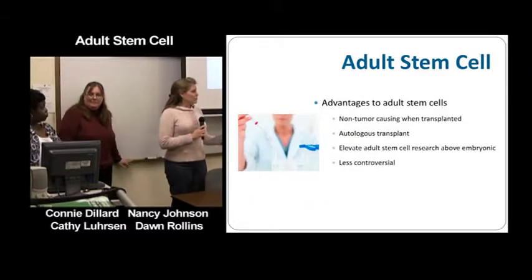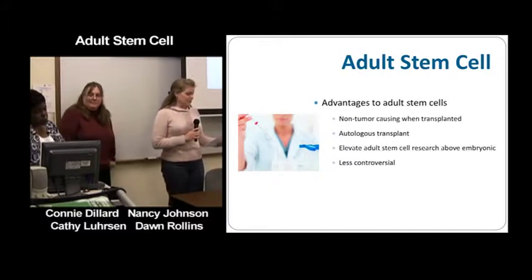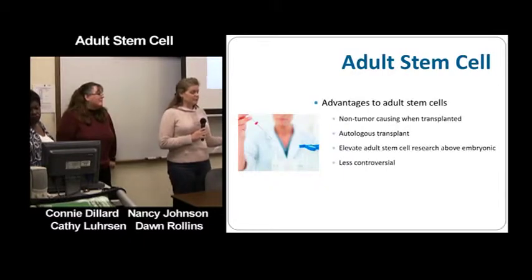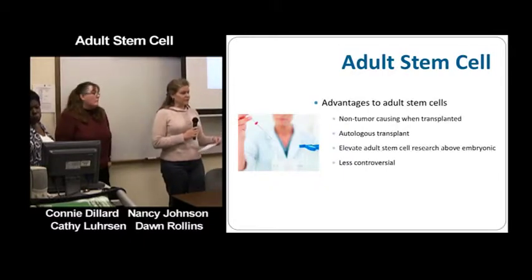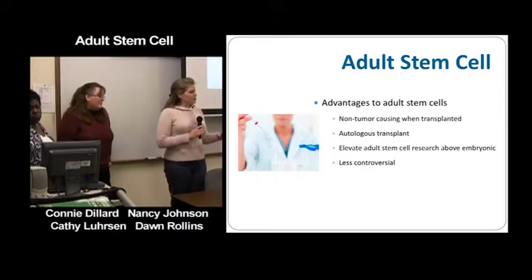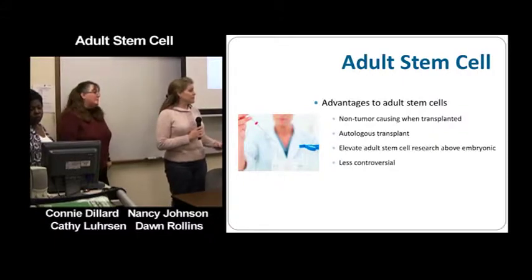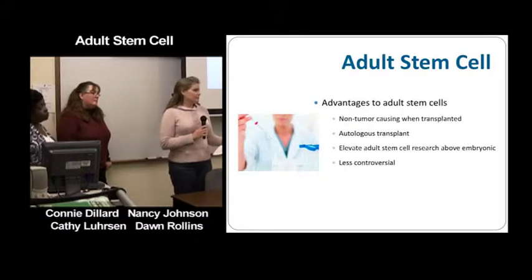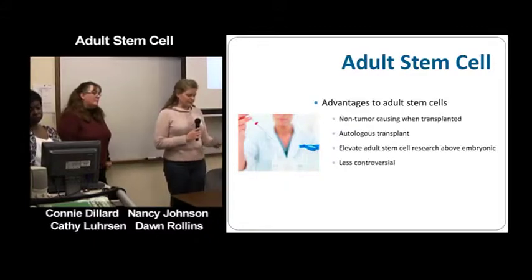While the umbilical cord and the embryonic stem cells are able to be transplanted into other people, the big advantage with adult stem cells is that the cells are harvested and then transplanted back into the same person. And this is called autologous transplant. So if you're using adult stem cells, there's no way for there to be any problem with tumors or for there to be rejection in the body, because the cells are coming from the actual patient that's going to be receiving the new cells.